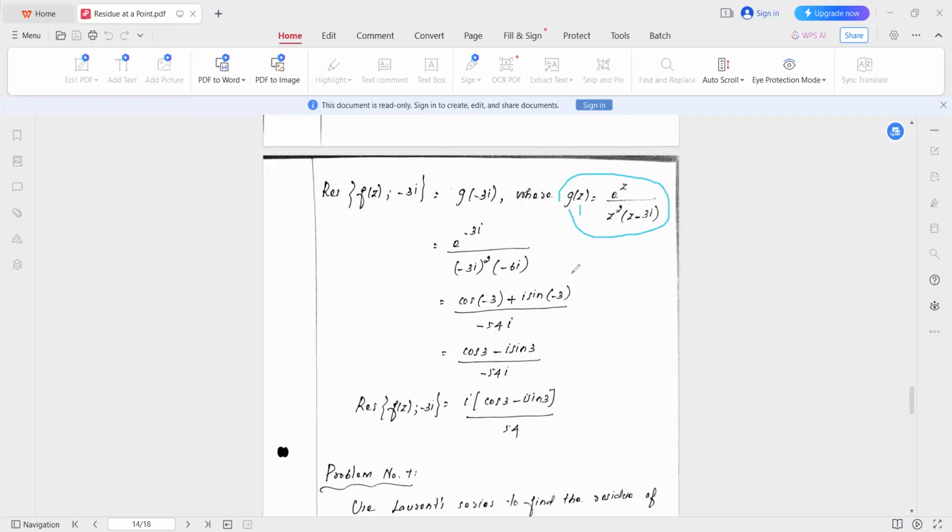e power i theta is equal to cos theta plus i sin theta. Here in the place of theta, we have minus 3. So cos of minus 3 plus i sin of minus 3. As we know that cos of minus theta is equal to cos theta, and sin of minus theta is equal to minus sin theta, the numerator will become cos 3 minus i sin 3. The denominator is minus 54i. When we multiply and divide by i, the residue of f of z at the point minus 3i will become i into (cos 3 minus i sin 3) divided by 54.